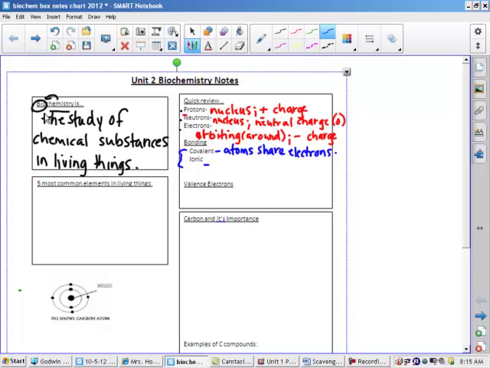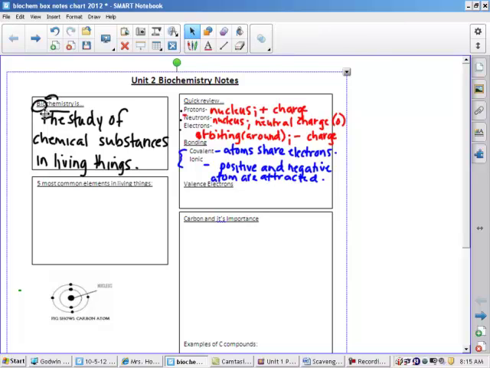And ionic bonds are when a positive and negative atom are attracted. Okay. All right, so we have covalent bond, we have ionic bond, and we do also have something called a hydrogen bond, but we're not going to specifically talk about that during this unit. The other big thing we need to remember is this idea of valence electrons.